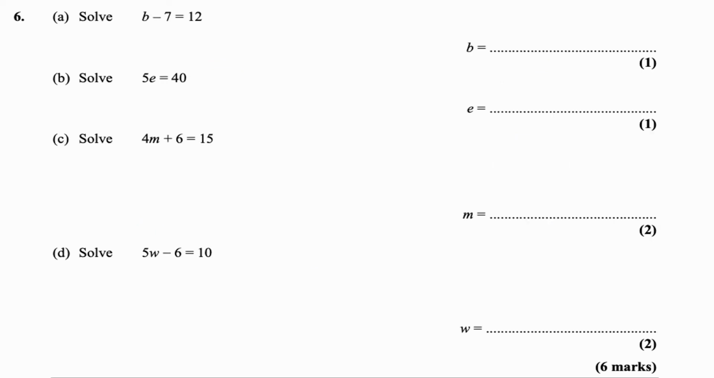This is question number 6. Solve part A: b subtract 7 equals 12. Well, again, adding 7 to both sides, I get b is equal to 12 plus 7, which is 19. So b is equal to 19, guys. Part B, solve 5e is equal to 40. Dividing both sides by 5, guys, to isolate and get e on its own, I get e is equal to 40 divided by 5, which is 8, guys.